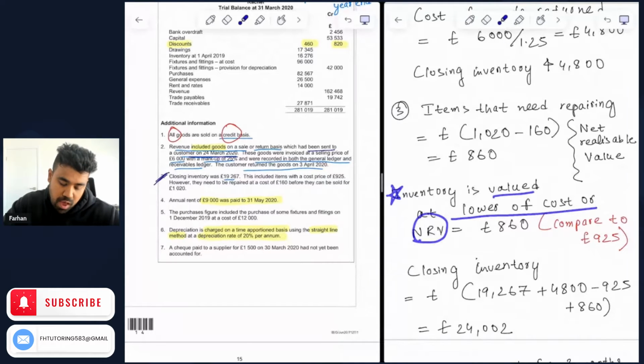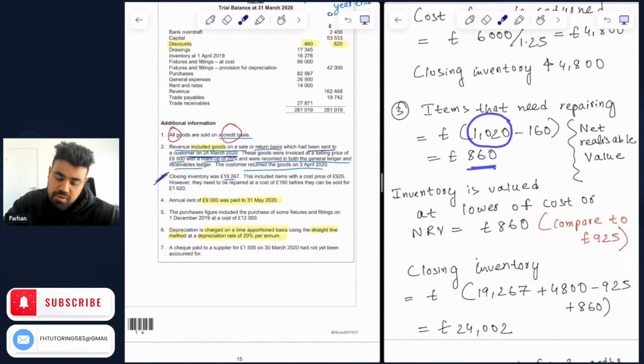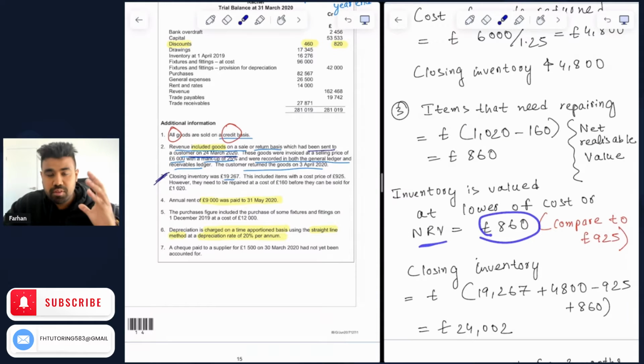The cost given in the additional information for the items that need repairing is £925. Based on our calculations, the net realizable value was £860, which is what we calculated by taking the likely proceeds from selling these items and subtracting the costs that we would need to repair them. So when comparing the net realizable value of £860 with the original cost of £925 for this inventory, we understand that the lower is in fact the net realizable value, and that is what we should value this bunch of inventory at, which is £860.